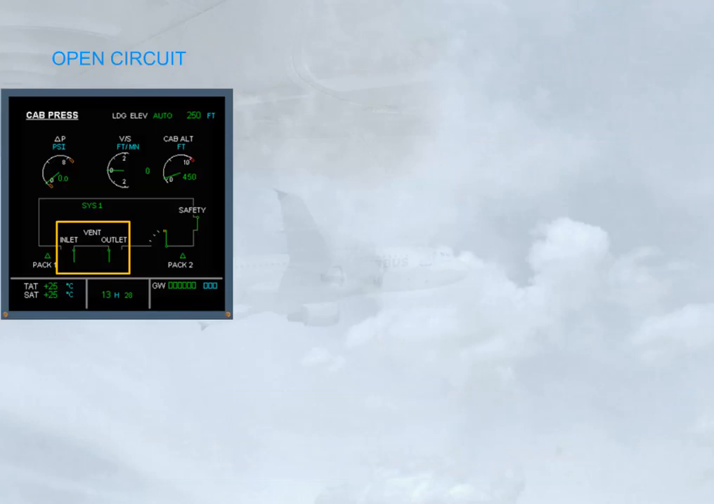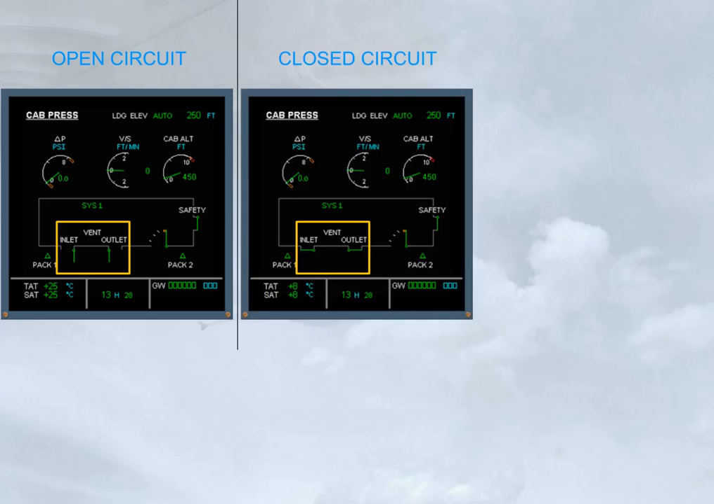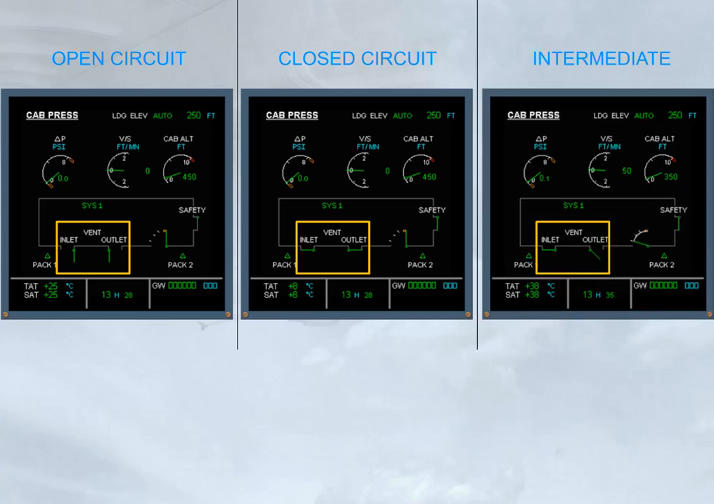To summarize: open circuit. The equipment is cooled by blown outside air. Closed circuit. The equipment is cooled by blown air through a skin heat exchanger. Intermediate. The equipment is cooled by blown air through a skin heat exchanger, plus partially exhausted overboard.